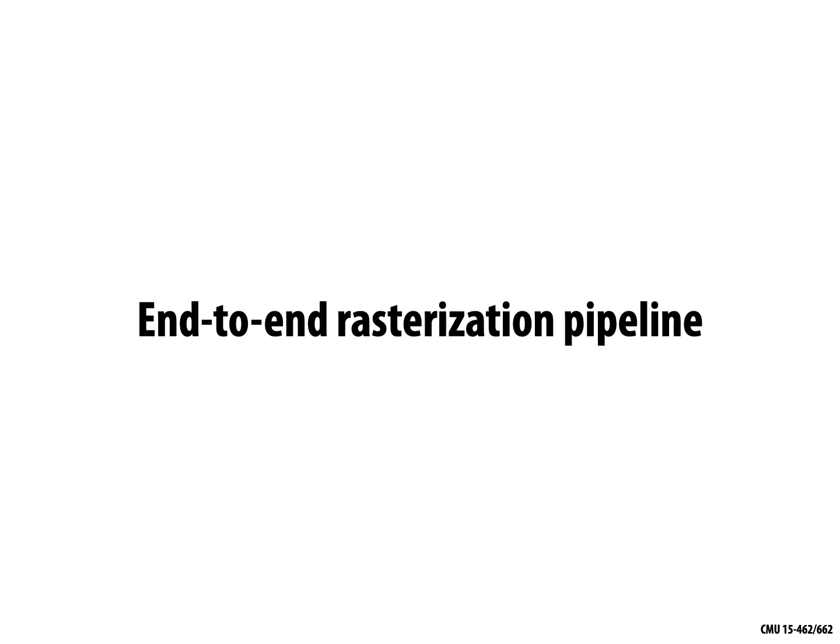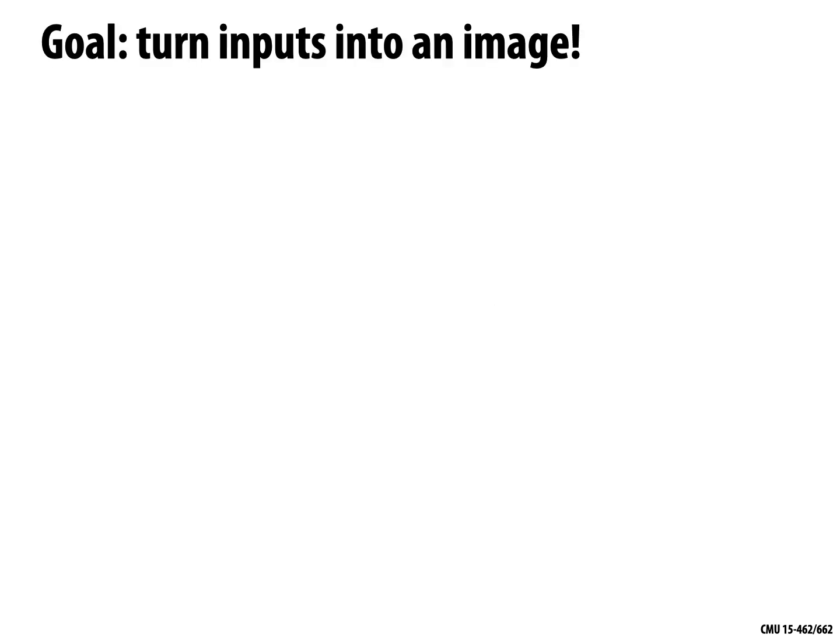All right, so that's it. That's the final thing that we had to do to build our rasterization pipeline. We needed to know how to finally get our samples into the image. And now we can think about the end-to-end pipeline, everything we've learned in the past few lectures on how to build a rasterization engine. The most important thing to remember is, what is our goal? What are we trying to do here? We're trying to turn some inputs into a final image.